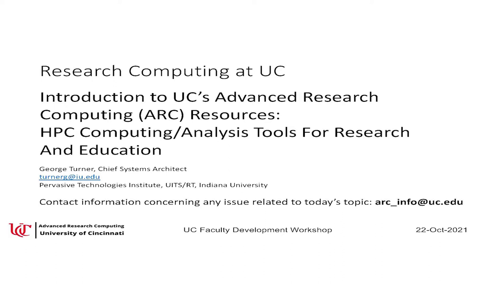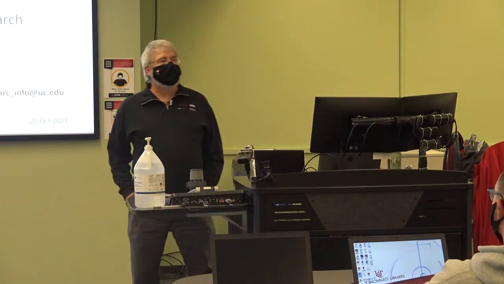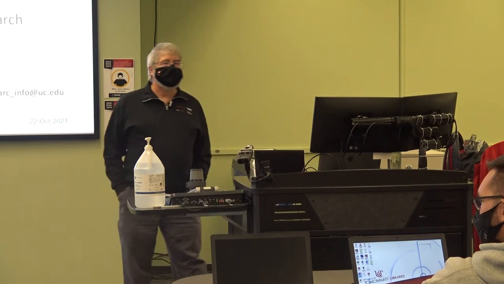Well, as Amy said, I'm George Turner. I'm an astronomer by training. I did that for about 13 years, and then I got to looking at my retirement account, and I decided I had to do something to provide for my retirement, so I got into research computing. And I've been doing this now for 22 years.